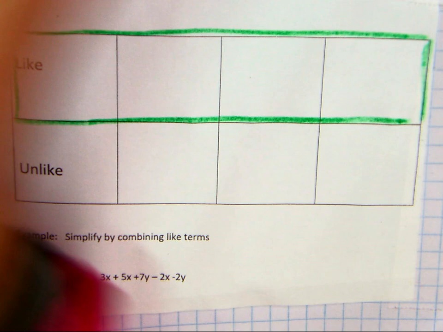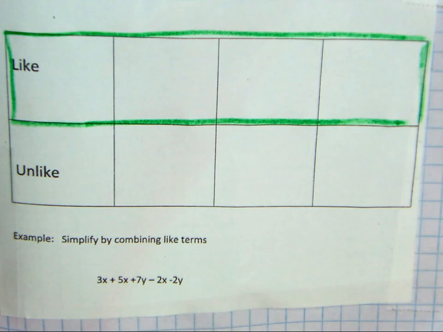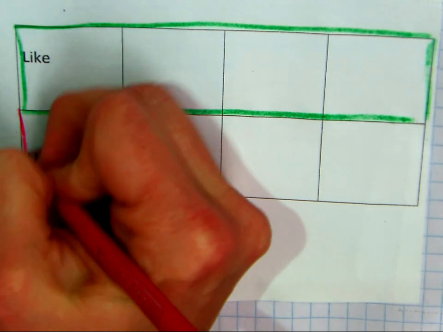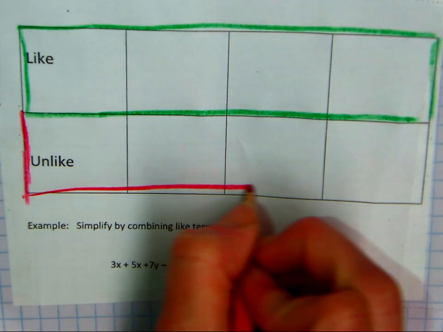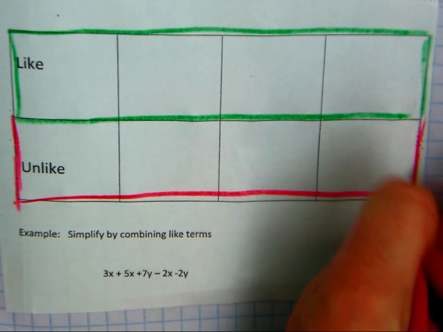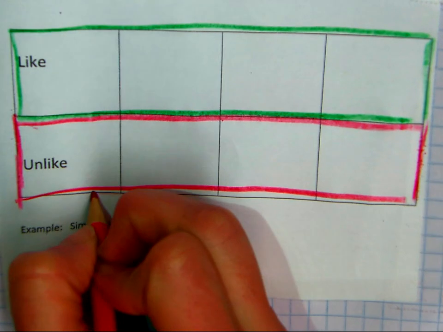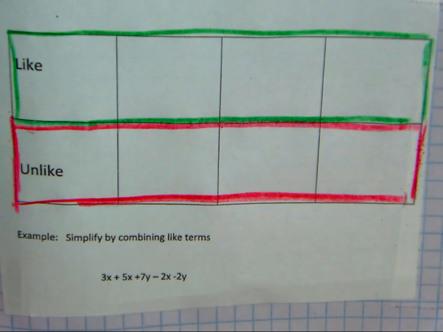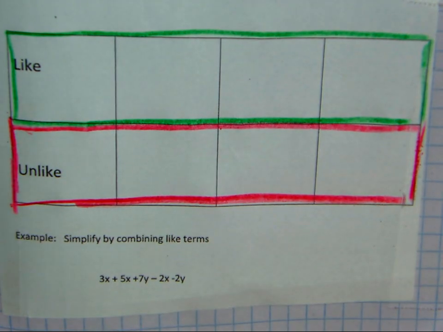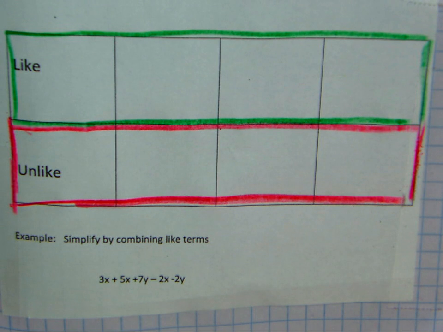But I want to remember that using a red pencil, if they're unlike, I want to stop. I can't go any further. So if they're alike, I can combine them. If they're unalike, I've got to stop, and I can't do any more in my problem. Okay, so let's first go with our green light, the things that we can combine.